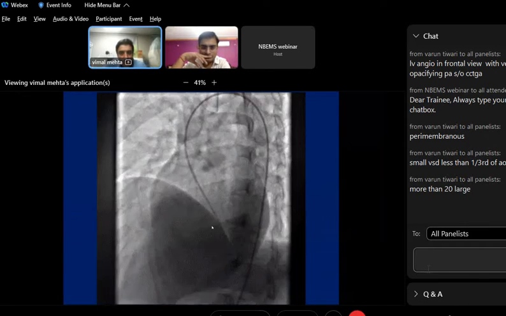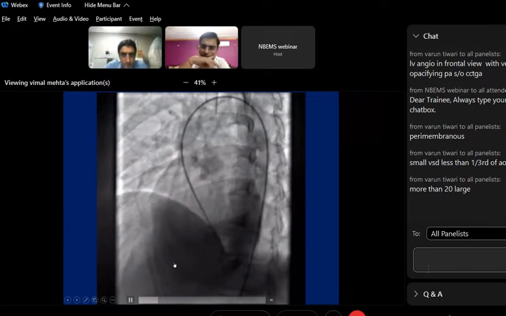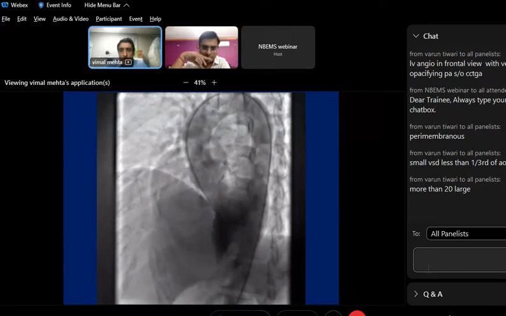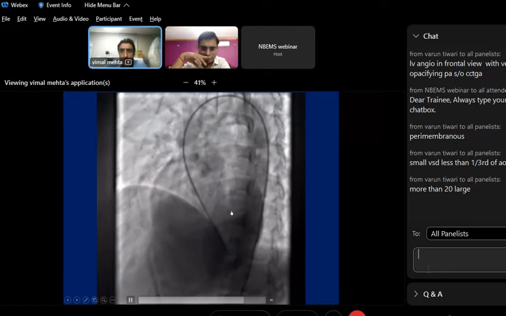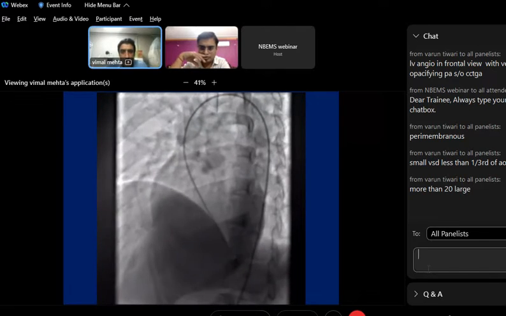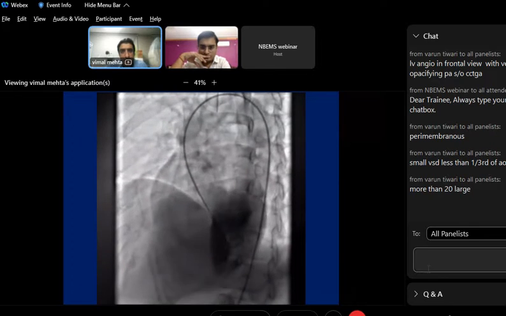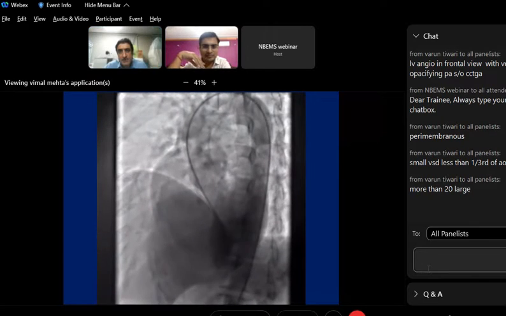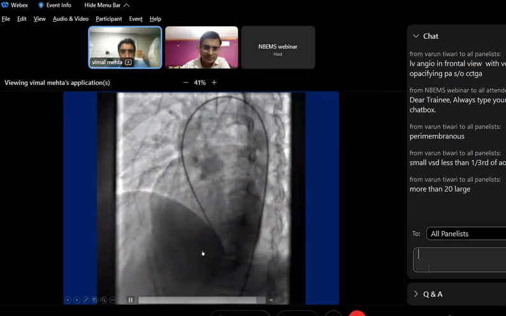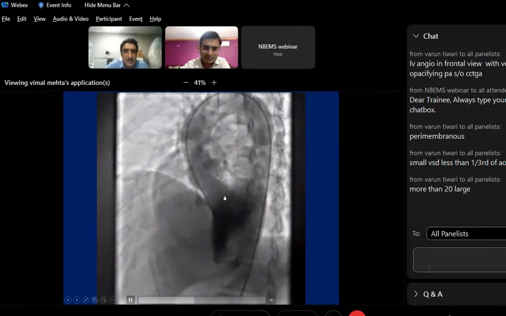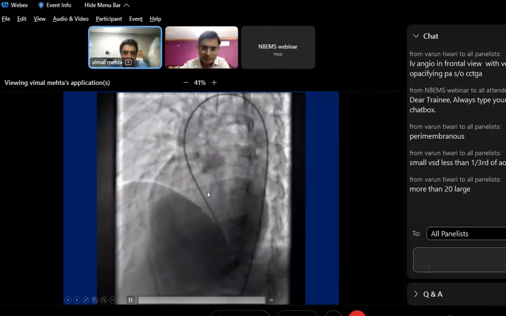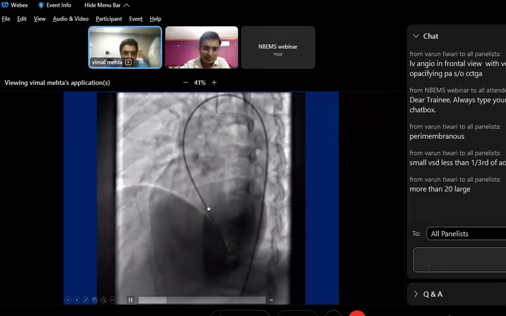Another case. Quickly, so that I can move forward. LV angiogram, LAO view, that much I can tell you. And there is some other thing you can see over here. This is again a small perimembranous VSD. Actually, this is trying to get closed with the prolapse of the tricuspid valve, which can be seen over here.